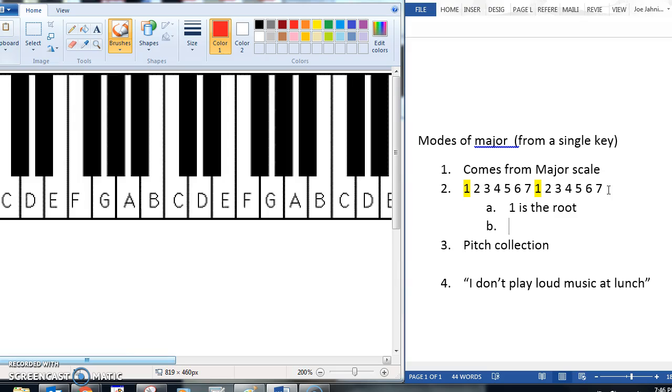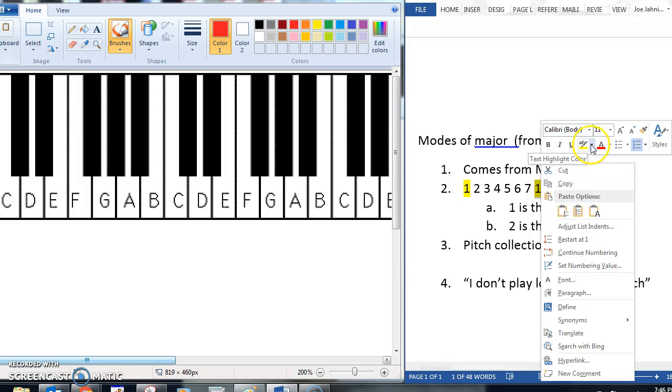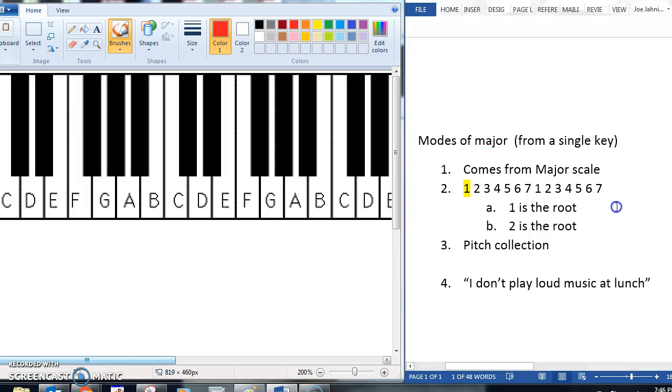So if you go from 2 to 2, for example, so if 2 is the root, and your scale is going from 2 to 2, you have a completely different mode. So the key stays the same. We're just starting on 2 as our root in this case. That's going to give you a different mode. So you're using the same pitches that you were using before with 2 as your root.